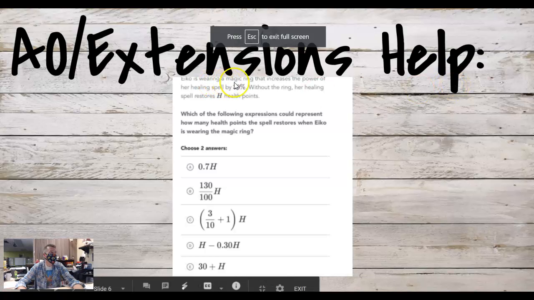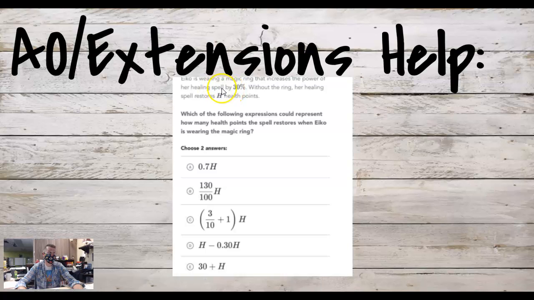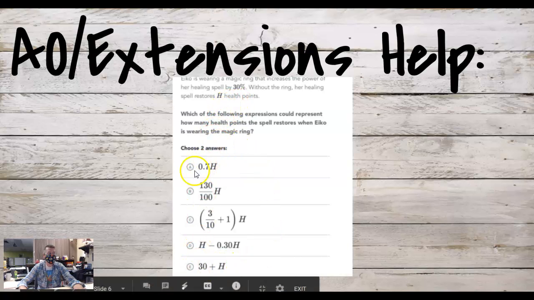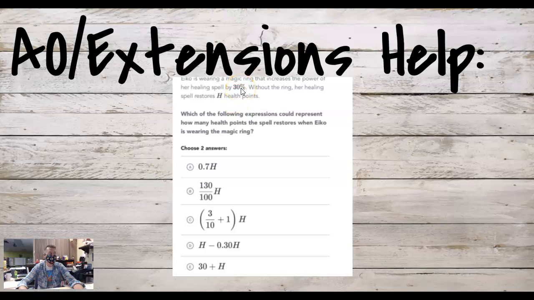So if we have a magic ring that increases the power of healing, our healing spell, by 30%, this is right on board with like our D&D club here at Phoenix. Without the ring, our healing power normally restores H health points. So we're going to talk about which of these expressions shows an increase of 30% to our already existing H.